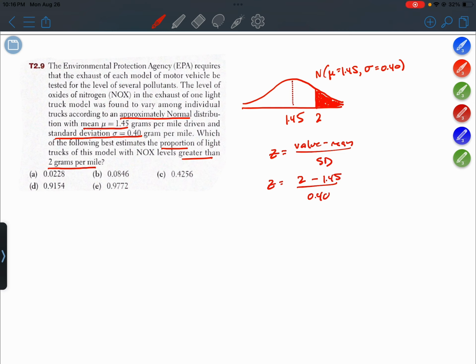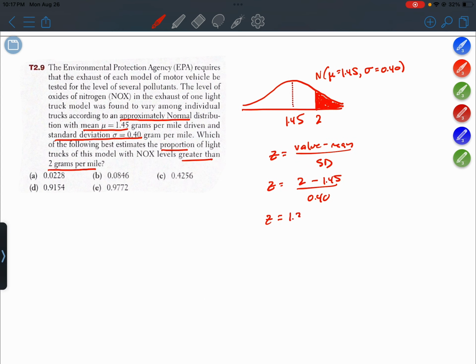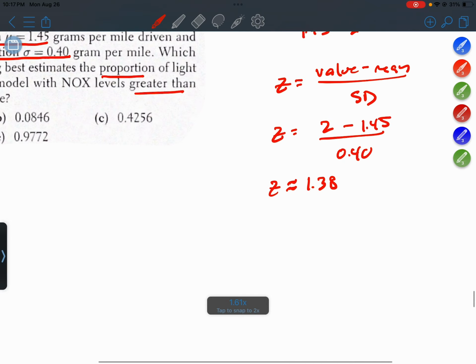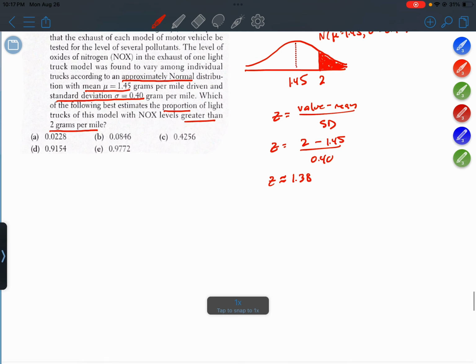I'm just going to do the calculations off screen so I don't feel like toggling between tabs here. 2 minus 1.45 over 0.40. I'm getting a z-score of 1.375. I'm going to round that up to 1.38, so this is rounded, it's approximate. The reason why I rounded is because I know that table A only goes to the hundredths place for the z-score.